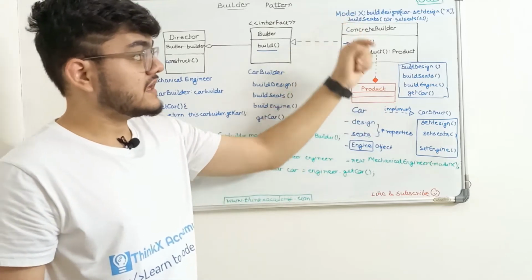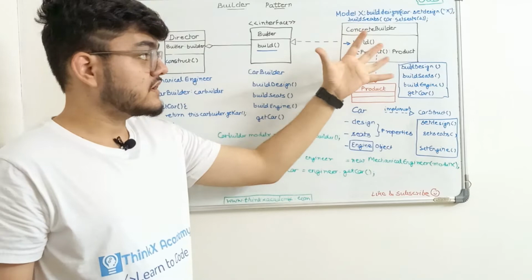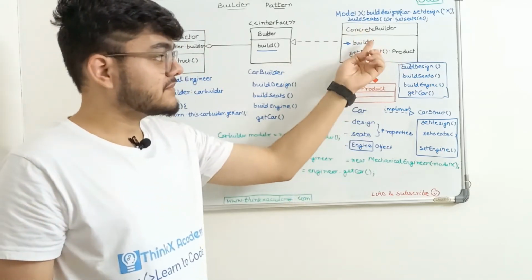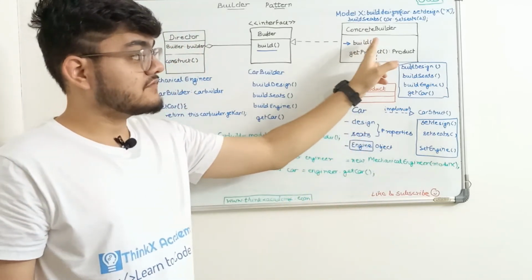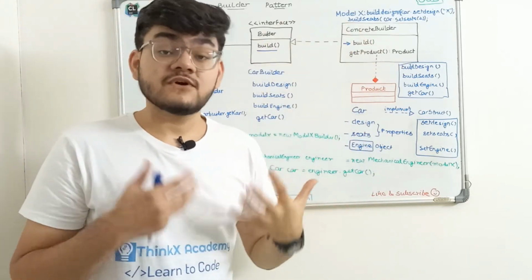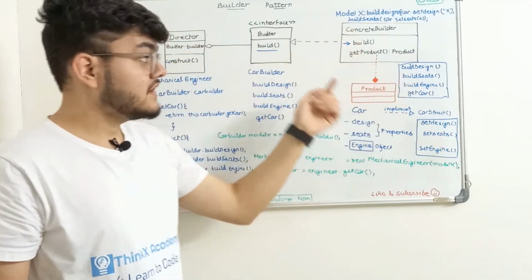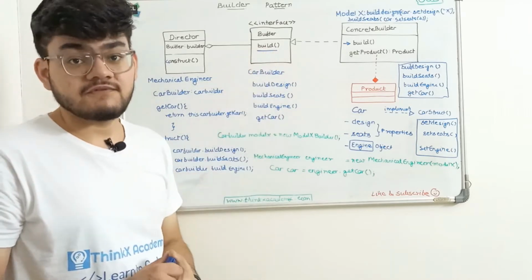So let's say this model X has a certain design, it has some seats, but let's say this model X car does not have a roof. So what I'm going to do is specify in the build function, we will create a separate function for that, and we will specify that this car does not have a roof. Similarly, we can create model Y with a different implementation. That's the reason why we are using an interface and overriding the build functions.